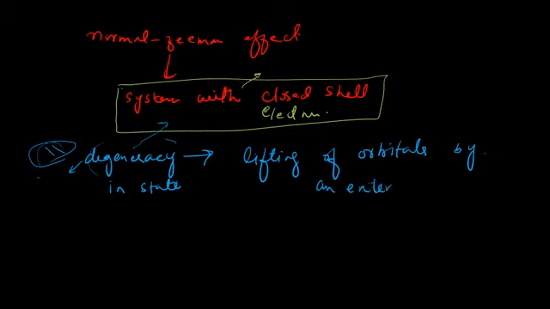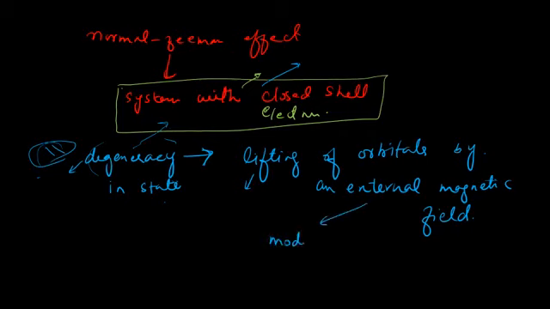It means that whenever we place an atom with a closed shell of electrons within a magnetic field, there will be a lifting of orbitals. Lifting of orbitals means that the different orbitals get split in energy in the presence of the magnetic field. So in this way, the orbitals split because of the external field, and here we use an external field of moderate strength.